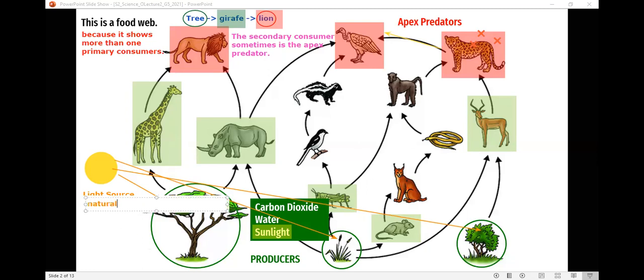Yalla, give me other sources of light. Give me examples of things that give us light.